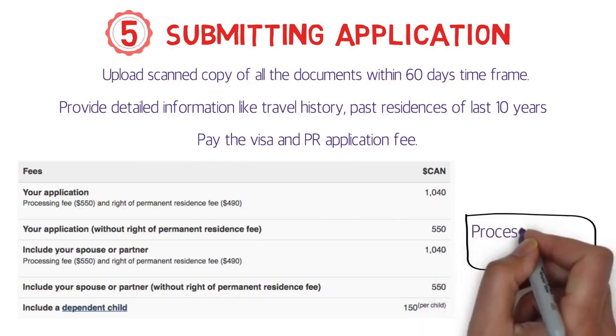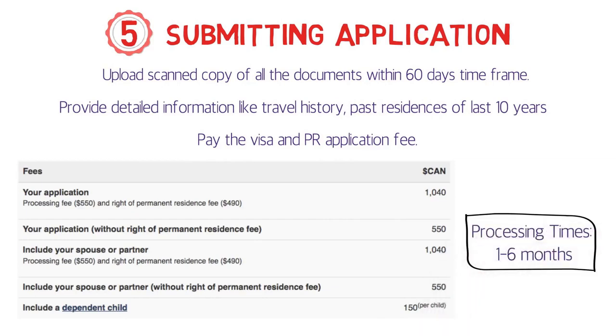Now the processing times. After you submit the application, you just have to wait. They might process your application within a month, but this is when you're really lucky. It generally takes from 2 to 3 months, but it might take up to 6 months. So this is the processing time, 1 to 6 months.